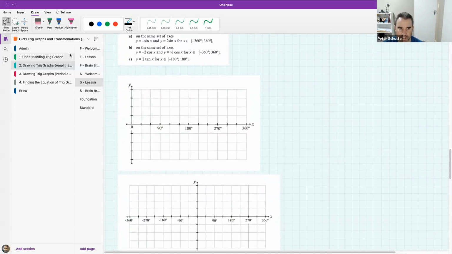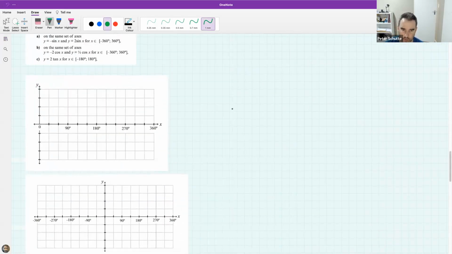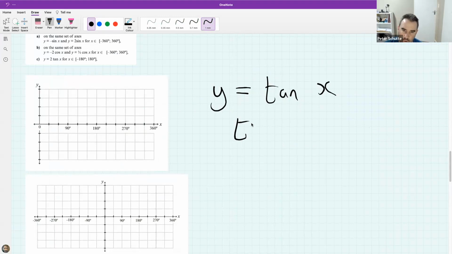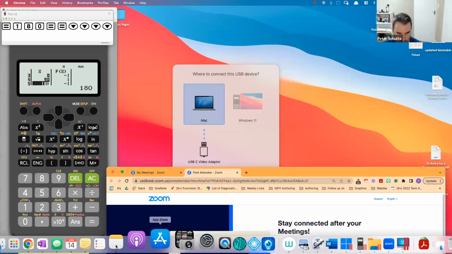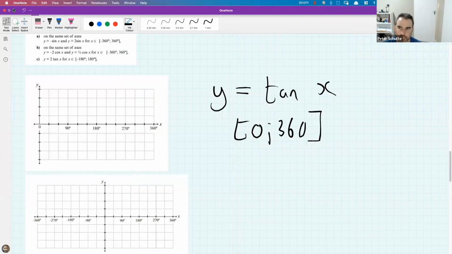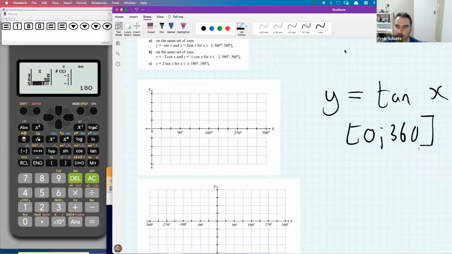Okay, well, I feel like we've neglected tan a little bit. So why don't I give you the following graph to draw? I want you to draw for me y equals tan x, and I want you to draw it over the domain 0 to 360. And I'll bring my calculator back while you get started on doing that.